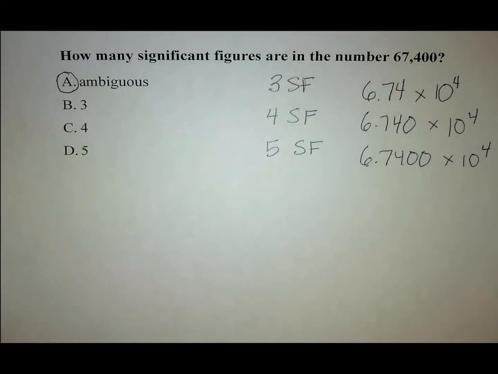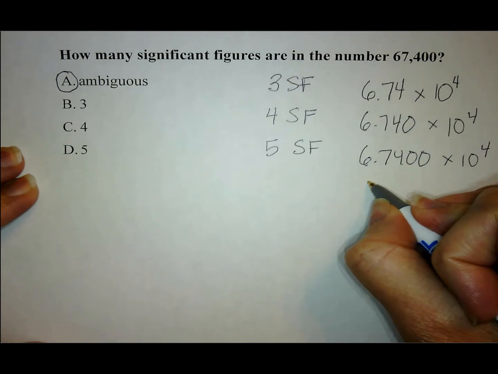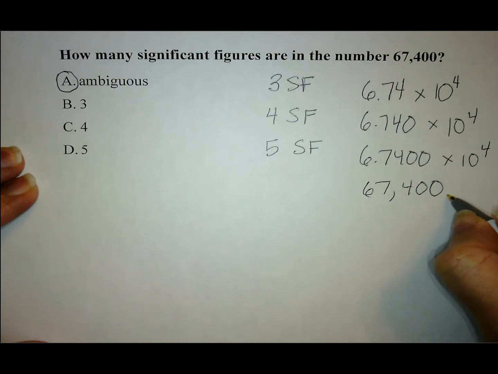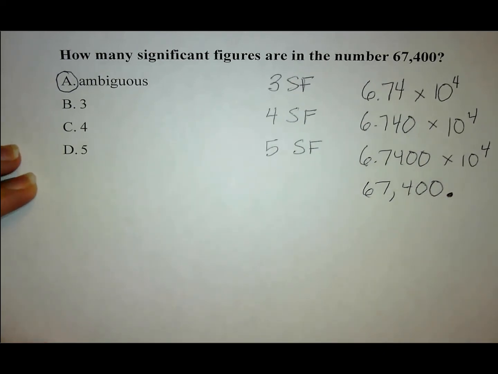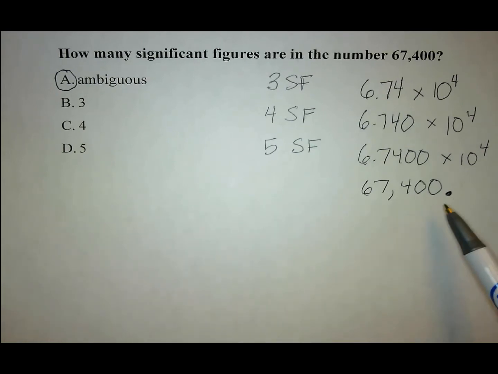Another way that we could write this number with 5 significant figures is to include the decimal point. So we could write 67,400 decimal. That would also have 5 significant figures. We do not want to include a 0 after the decimal, or else it would have 6 significant figures. But that decimal is important for specifying the number of sig figs that it has. And we can only do that for 5 sig figs for this number. Having this decimal here would not give it 3 or 4 sig figs. It would be specifically 5.